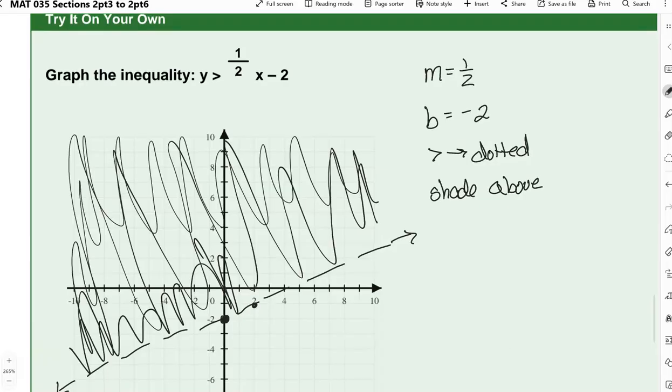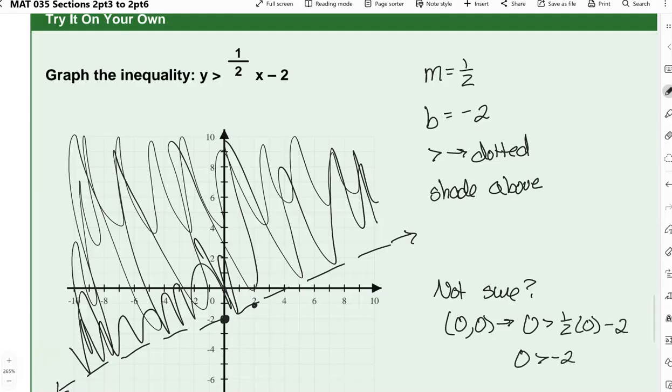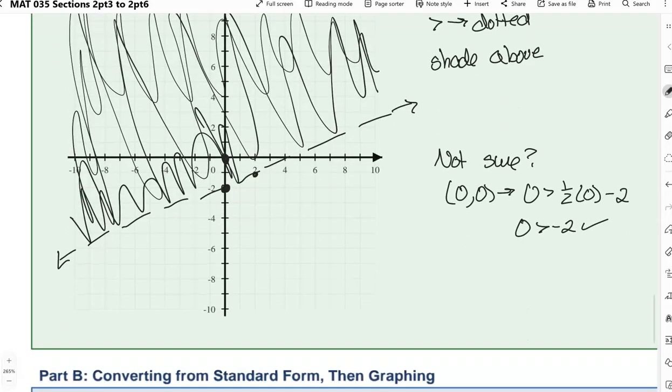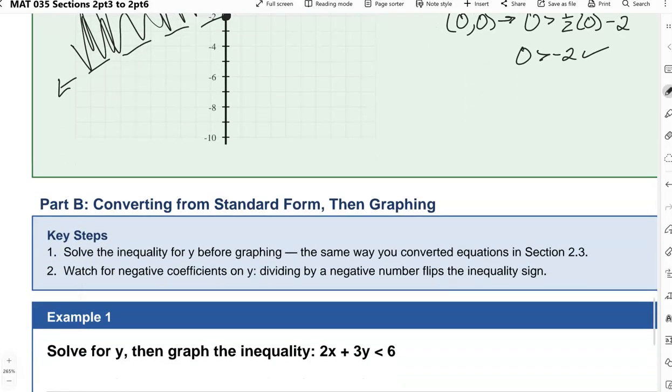Okay, now if you're not sure about shading, again, we're going to pick a point. 0, 0 is in one of the regions, so let's pick 0, 0. When I plug it into this guy, I'm going to get 0 is greater than 1/2 times 0 minus 2. So 0 is greater than -2. That's true. So that's the area I shade. Shade the area that contains the point that I picked. You can see how that gives me the same graph.